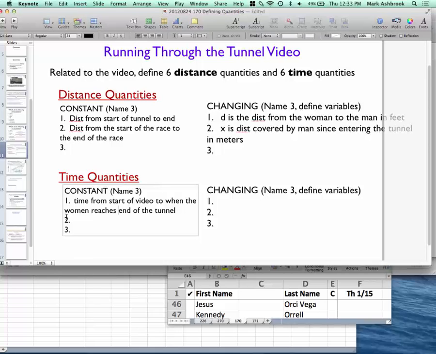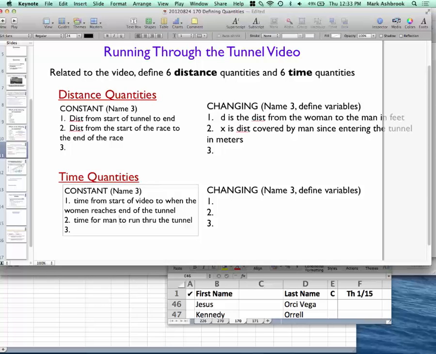You've already answered. So how about another constant time quantity? Flora. Time to run through the tunnel. Is it specific enough? Okay, why not? Change it. Yep. Now we got it. Time for the man to run through the tunnel.